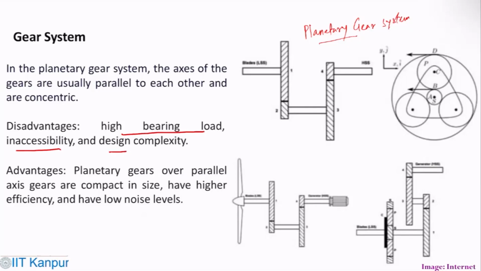But there are some advantages of this planetary system, because planetary gears over parallel axis gears are compact in size, have higher efficiency, and have low noise level. So these are also very, very important that you have this kind of planetary gear system.